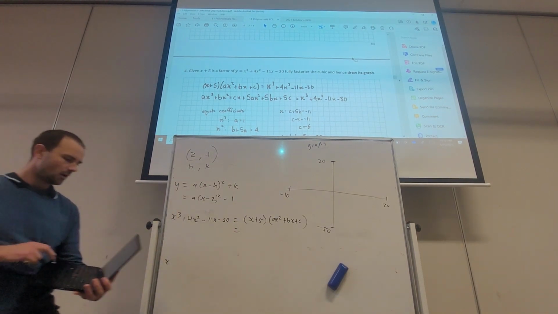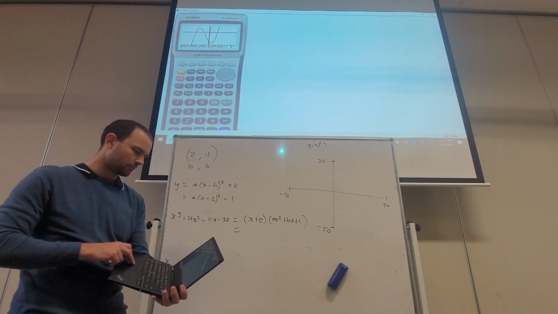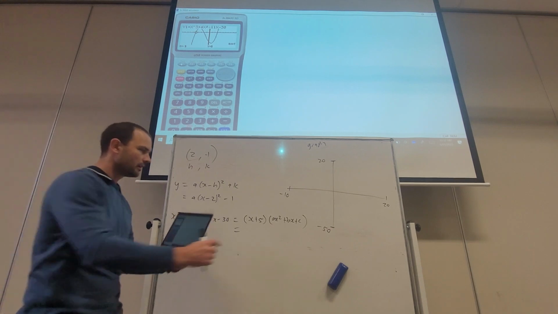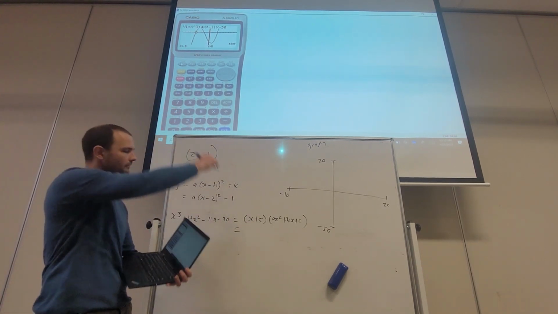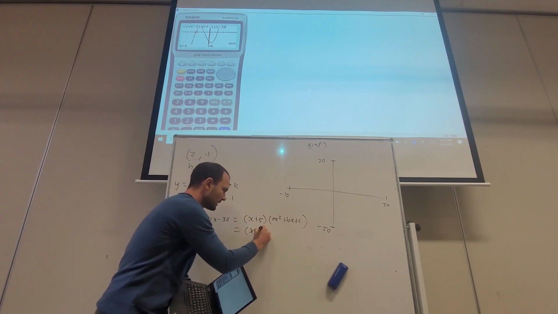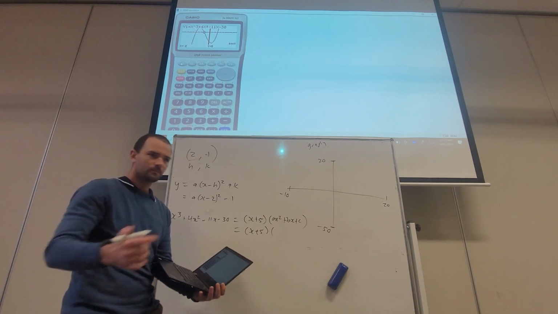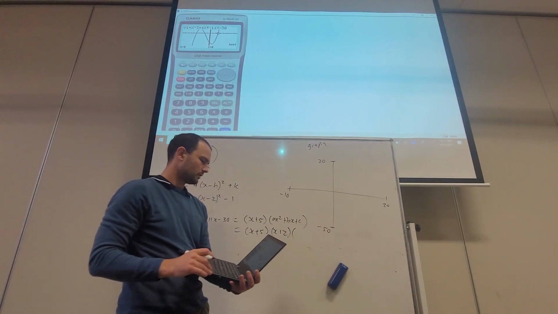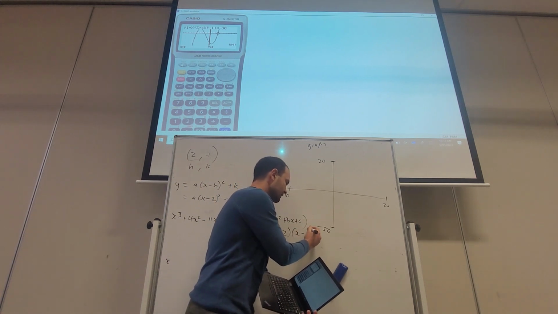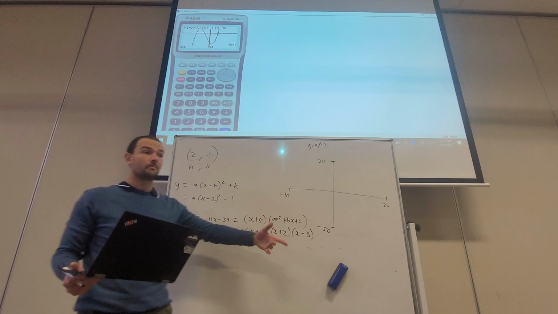That's okay, because we can get the roots from here. If I G-solve the roots, all right, there's my minus 5, okay? So x plus 5. What's my other root? I've got minus 2, so we're going to have x plus 2. And I've got 3, so x take 3. So you can still fully factorise the cubic from the graph.